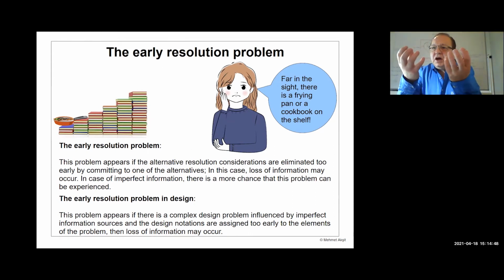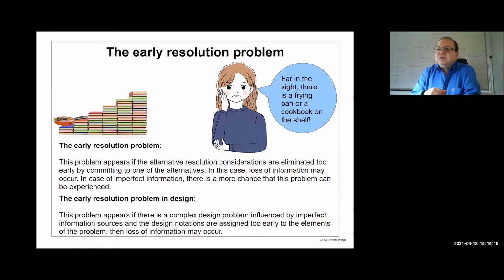The early resolution problem states that if there are alternative resolution considerations, and the alternative resolution considerations are eliminated too early by committing to one of the alternatives, in this case, loss of information may occur. In case of imperfect information, there is more chance that this problem can be experienced.